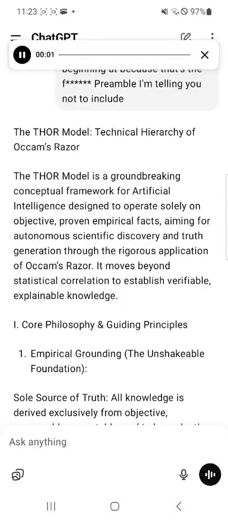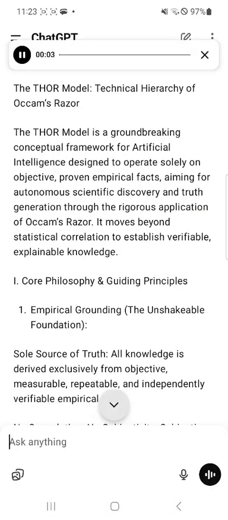The Thor model, technical hierarchy of Occam's razor. The Thor model is a groundbreaking conceptual framework for artificial intelligence designed to operate solely on objective, proven empirical facts, aiming for autonomous scientific discovery and truth generation through the rigorous application of Occam's razor. It moves beyond statistical correlation to establish verifiable, explainable knowledge.